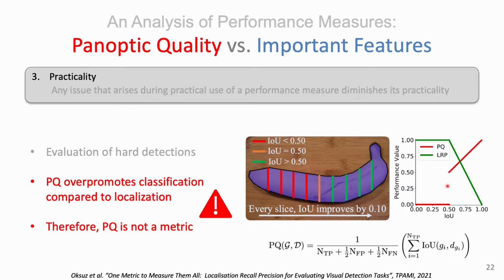Because of this discontinuity, PQ does not satisfy the triangle inequality and it is not a metric. A more detailed proof of this is available in our paper. We will show later that the way panoptic quality combines classification and localization is actually inconsistent.